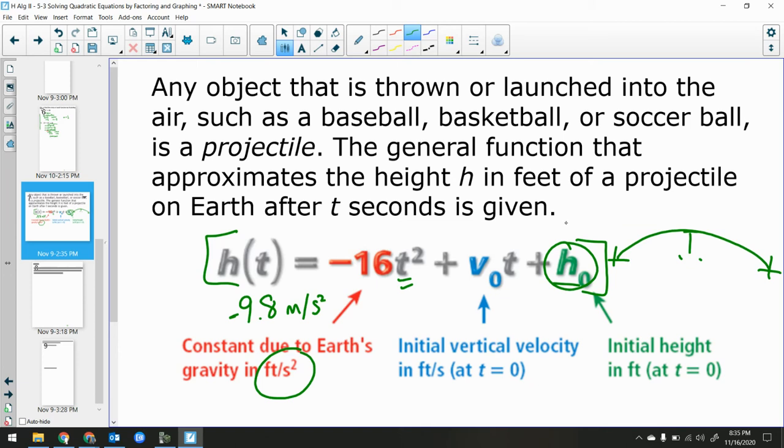So if I were to throw this at a height of 10 feet, this would be a plus 10 sitting out there on the end. If I were to throw it at a height of 100 feet, this would be 100 sitting out there on the end. If I kick a ball from ground level, this would be non-existent. It would be a plus 0 sitting out there if it was going from ground level.